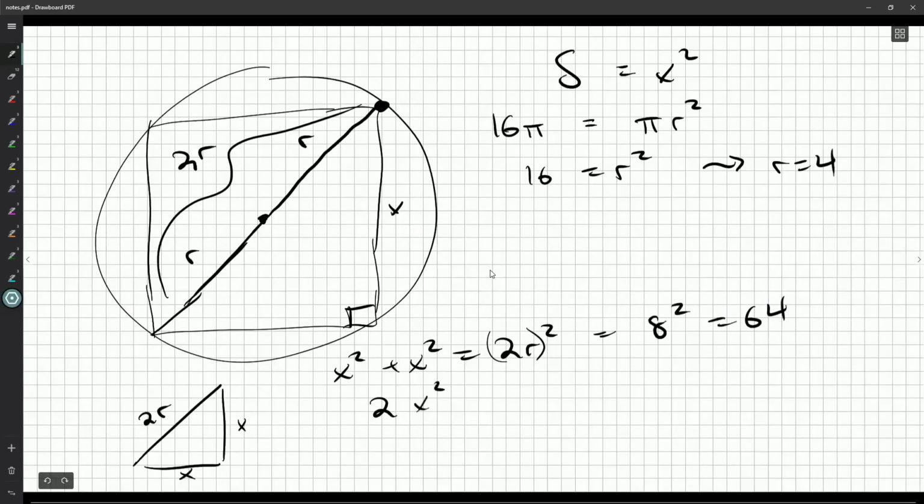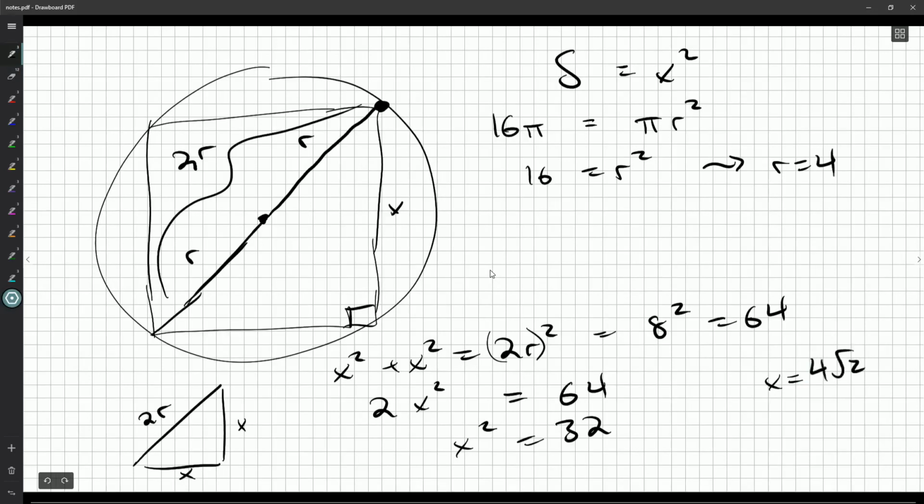And over on the other side, we've got x squared plus x squared. That's just 2x squared. So 2x squared is 64. X squared is going to be 32. Now you could square root it and say x is 4 root 2. So root 32, 4 root 2.